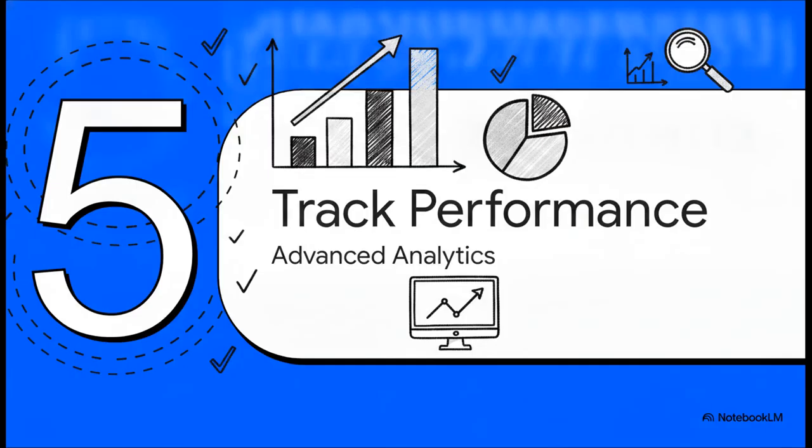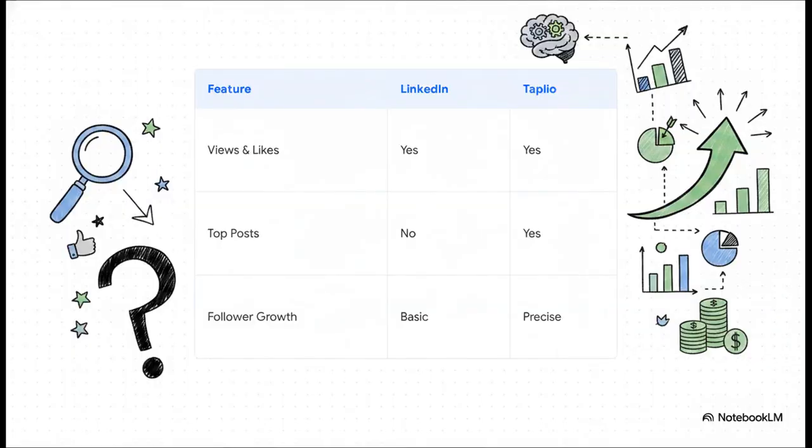And finally, step 5, track performance. Because at the end of the day, you really cannot improve what you do not measure. Now that we've automated the creation and the outreach, we need to dive into the analytics phase to make sure our strategy is actually working. If you're relying purely on LinkedIn's basic built-in analytics, you are missing the big picture, because those basic metrics really just give you surface-level views and likes. Taplio's advanced analytics go way beyond that. You can easily spot your top-performing posts, track your engagement trends over time, and measure your precise follower growth. By having this deep, granular data, you know exactly what is resonating. You can stop guessing and start doubling down on the content that actually drives real engagement and, ultimately, real revenue.